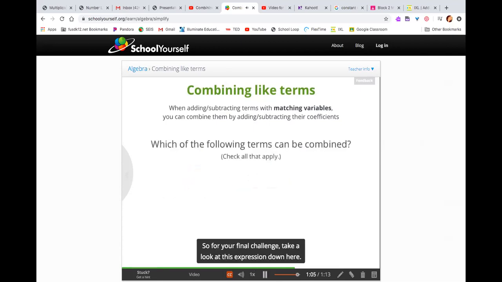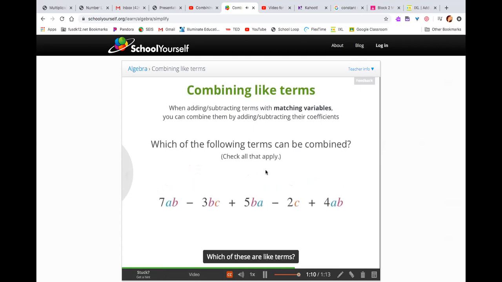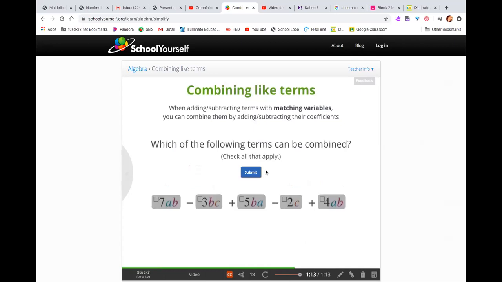So for your final challenge, take a look at this expression down here. Which of these are like terms? Which of these can you combine? Okay, so this is called polynomials, okay? That means we have different variables, different numbers.